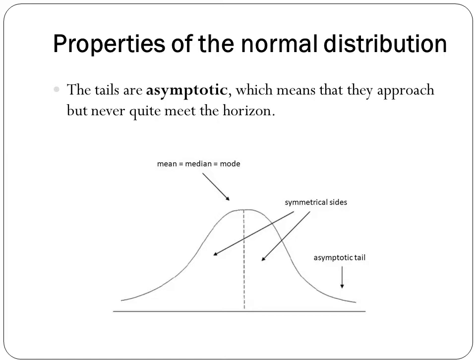The tails are asymptotic. So what do you mean by asymptotic? It means that the tails approach but never quite meet the horizon or the x-axis. So that is one of the properties of the normal distribution or the normal curve that we are explaining right now.